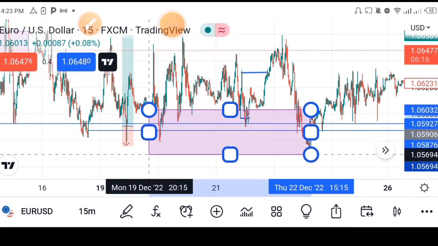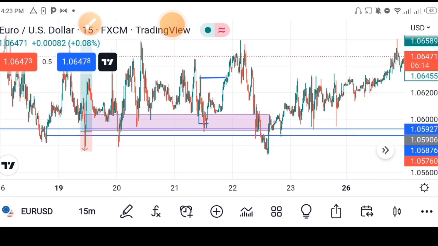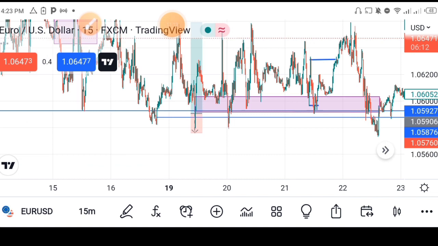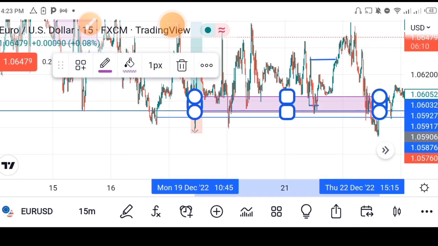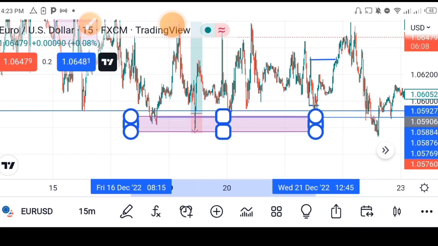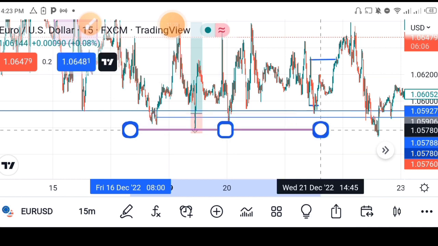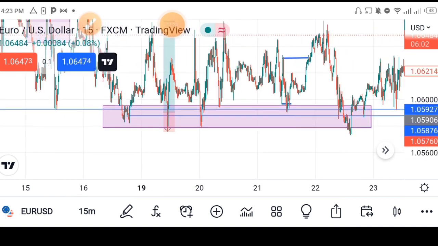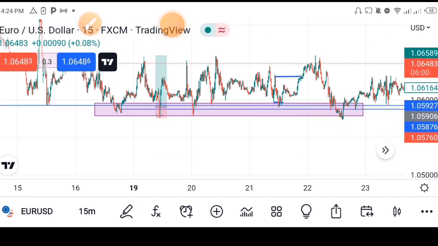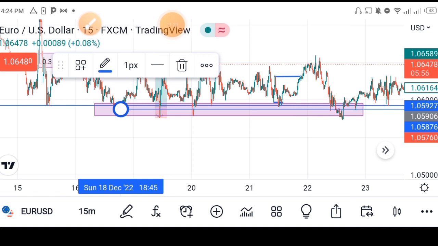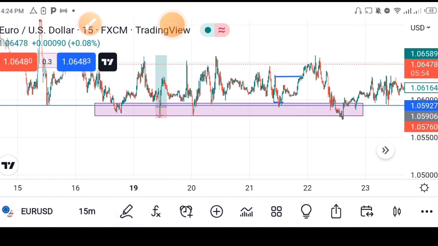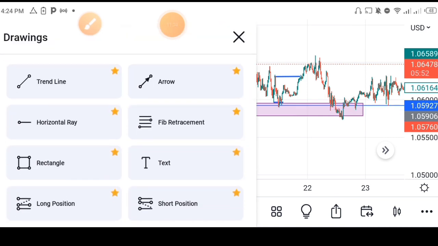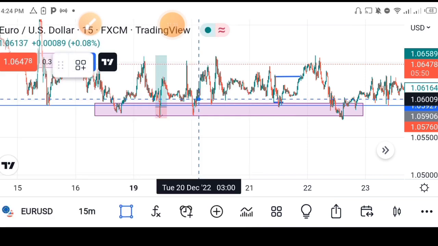Range means when the market is not going up, it's not going down, it's not trending. Okay, when the market is not trending, you use your support and resistance to trade. You use your support and resistance tools to trade, and with this you'll be making a lot of money. So you see, this tool is very simple to bring out. So you just go to your tool and click on the rectangle tool, and boom, you get it.